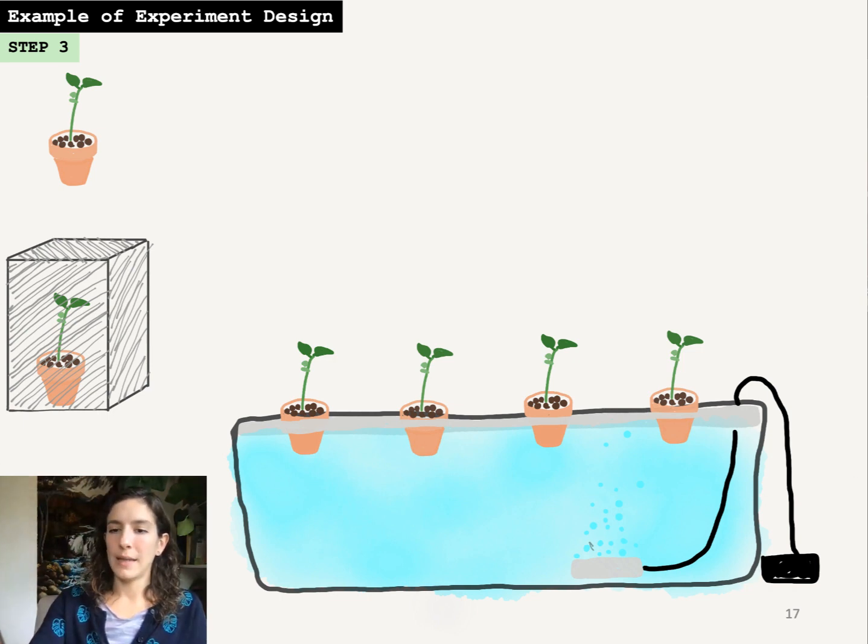How will I let them grow? Will this be indoor, outdoor? If it's indoor, what type of lights will I use? What exactly will this shade netting be made of? These are all questions that I would have to get creative to answer.